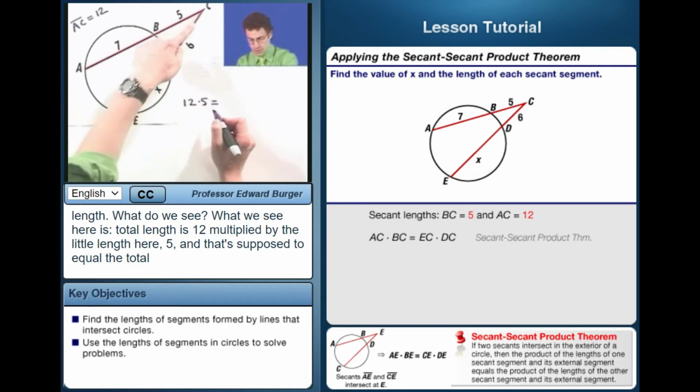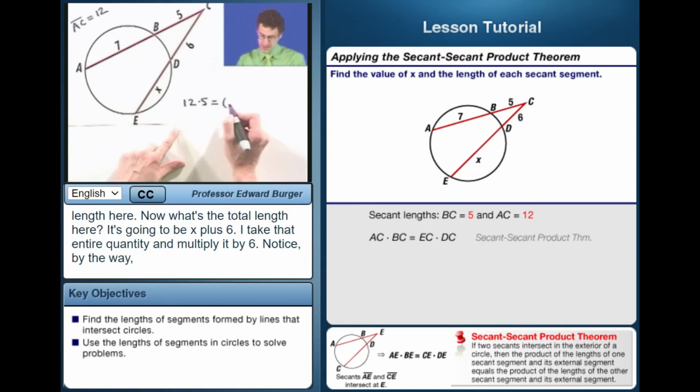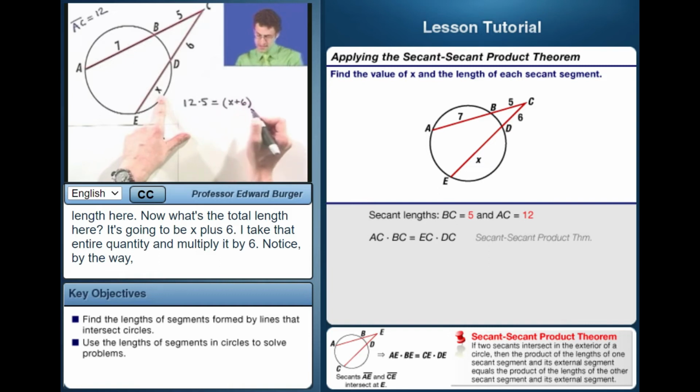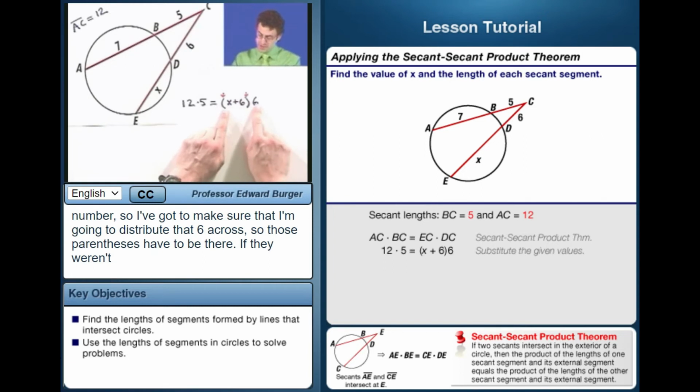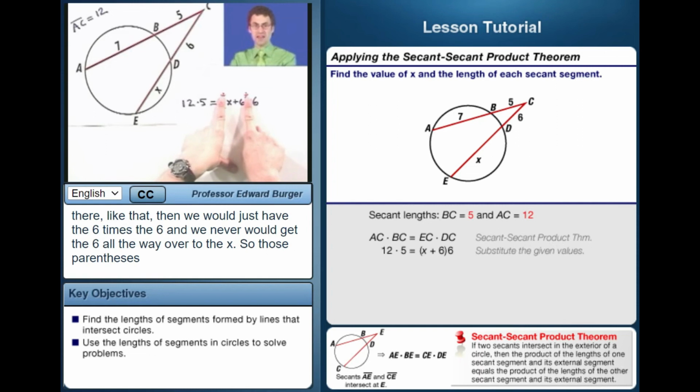And that's supposed to equal the total length here. Now, what's the total length here? It's actually going to be x plus 6. And I take that entire quantity and multiply it by 6. Notice, by the way, that I have these parentheses here. Do you see these? This is an important thing from algebra that we saw. The 6 has to multiply the entire number. So I've got to make sure that I distribute that 6 across, and so those parentheses have to be there. If they weren't there, then we just would have the 6 times the 6, and we'd never get that 6 all the way over to the x. So those parentheses are actually really important.